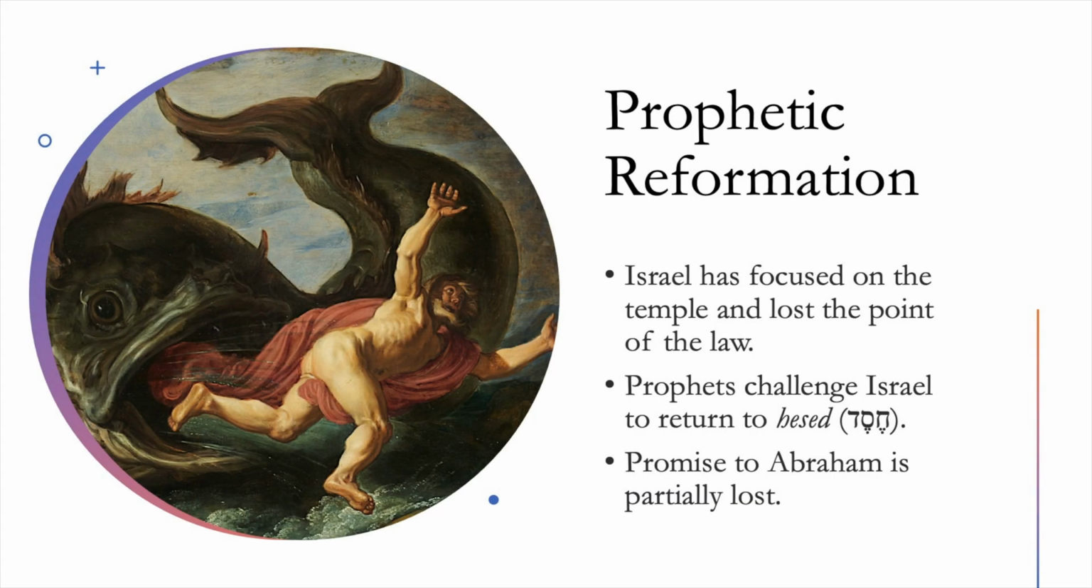So, prophetic reformation. This is Jonah, of course, being spit out of a fish. Fun times for him. Israel is focused on the temple at this point, and they have lost the point of the law. And so the prophets at this point are especially calling them back to chesed, calling them back to the covenant, calling them back to faithfulness, calling them back to what you ought to do as an Israelite.